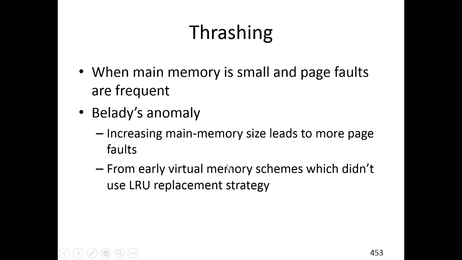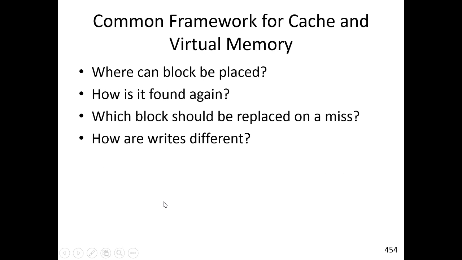Early virtual memory schemes didn't use a least recently used replacement strategy. So this was what was going on: my computer thought it had a whole ton of memory, it didn't, and it wasn't replacing the least used, it was just replacing whatever it had there. So I was experiencing thrashing, and it usually ended in restarting the machine.